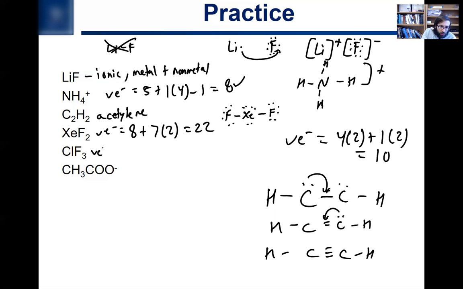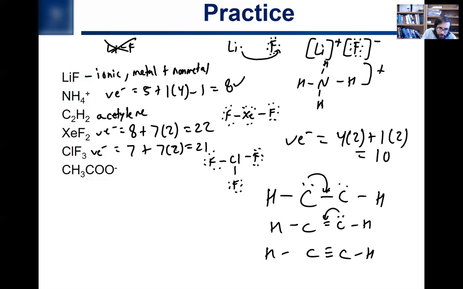All right, what about chlorine trifluoride? So we have 7 for chlorine because that's a halogen. We have 7 for fluorine, that's a halogen, so 21 valence electrons. We go here and chlorine is the least electronegative atom, so that's going to be the central atom. Fluorine, fluorine, fluorine. Satisfy the octet rule, so we put 6 non-bonding electrons on the board for each fluorine. This has a total of 20.